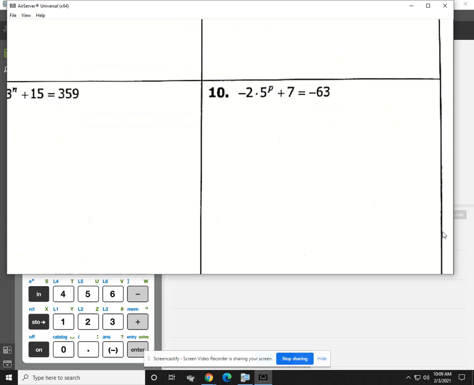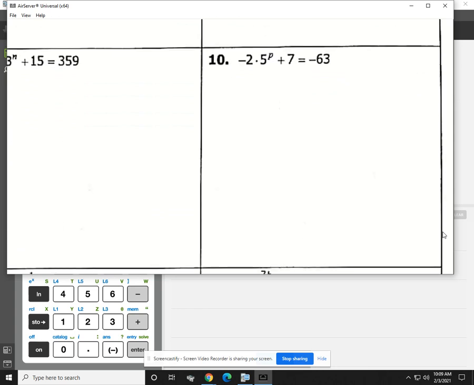Let's look at number 10. Again, I want you to first find your exponent. What's your exponent here, guys? p. And what is its base? 5. So that's what we've got to isolate. Does everybody understand that? Yes. So what are the things we need to move away from it? 7 and -2. Got to move the -2, got to move the 7.